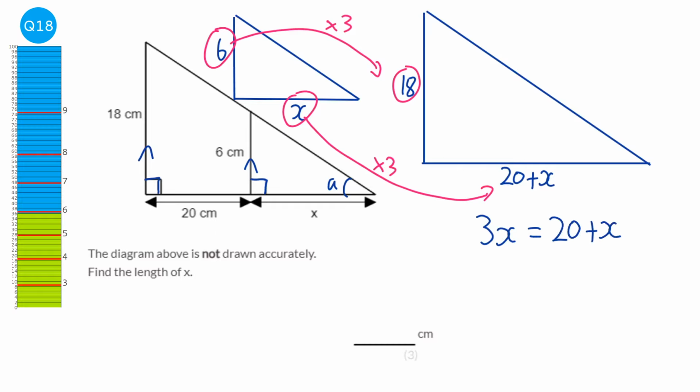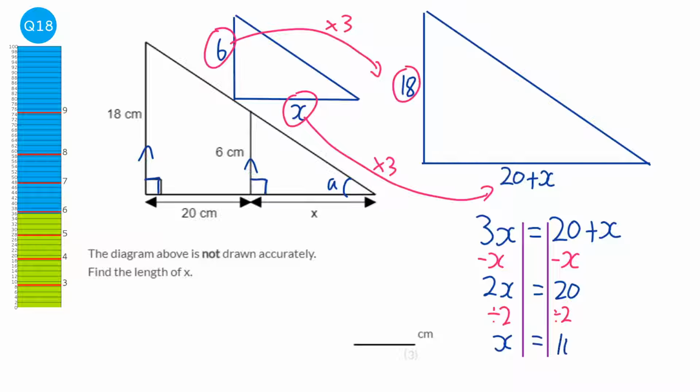And so I can solve this now. Subtract x from both sides, always subtract the smaller amount, so 2x equals 20, and then divide both sides by 2. And so we've got x equals 10. So we know that x equals 10, it says find the length x, and so that will be 10.